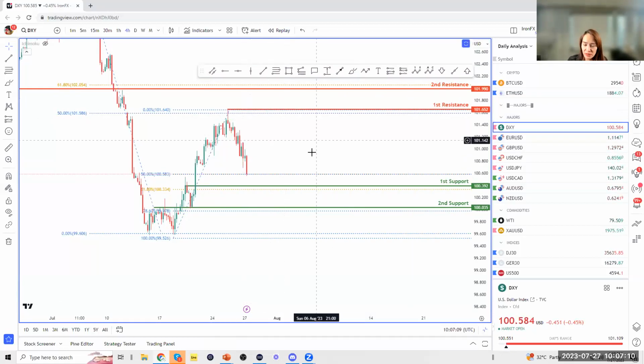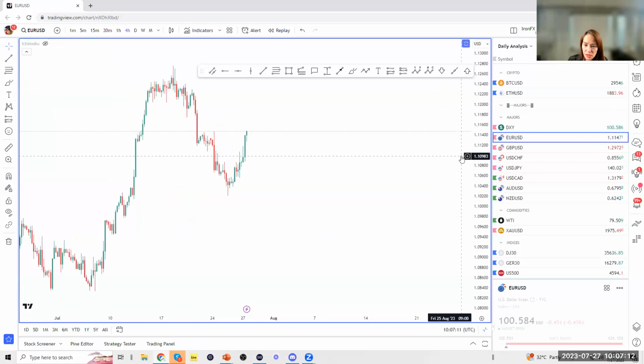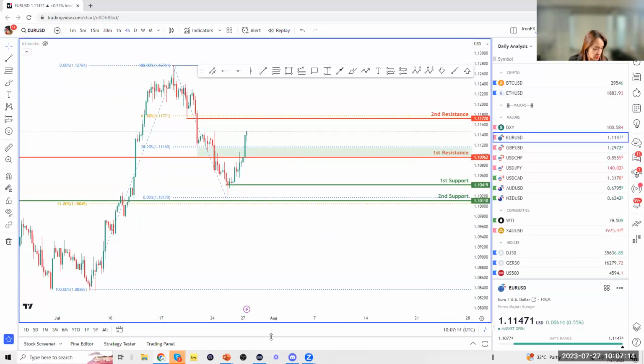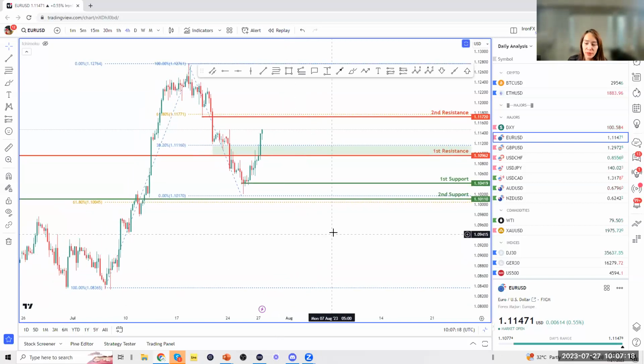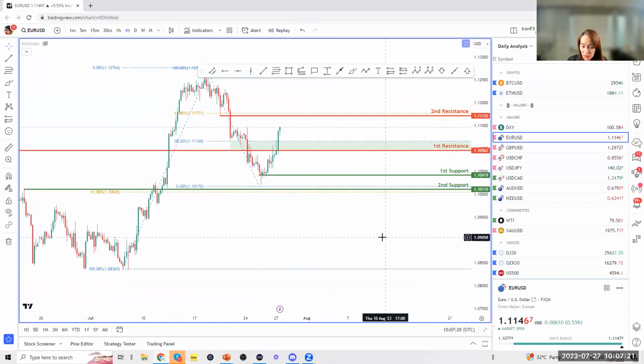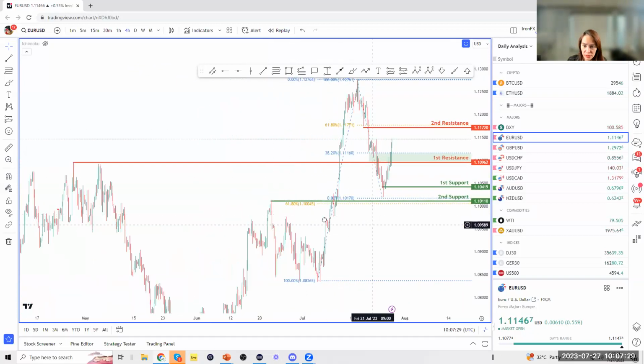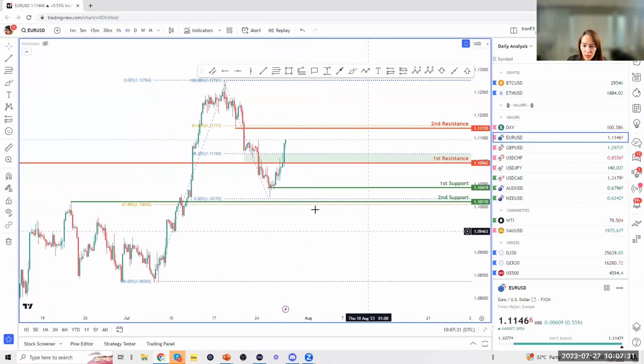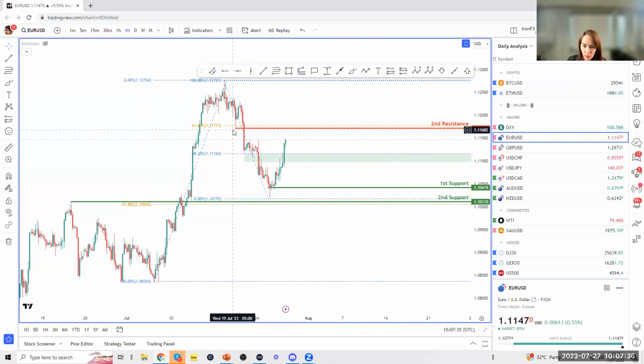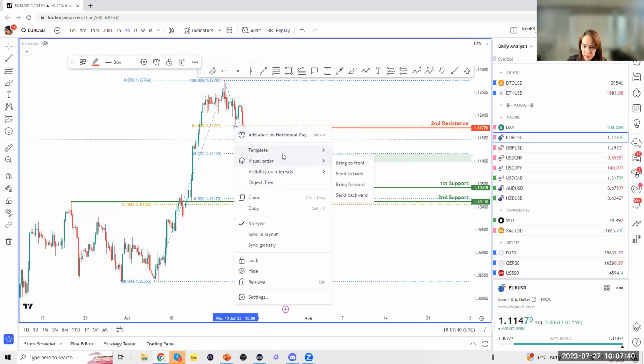That's why with DXY falling, EURUSD and GBPUSD are rising, as you can see here. They have a negative correlation. So for this one I need to find my support and resistance again, because this morning I put this as my first support, but it broke above. I will change this to my first resistance.